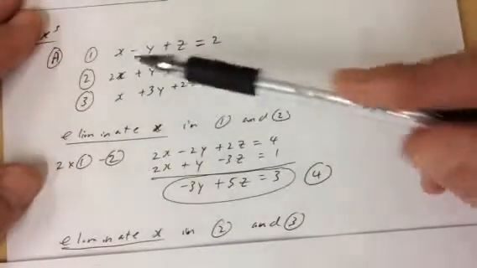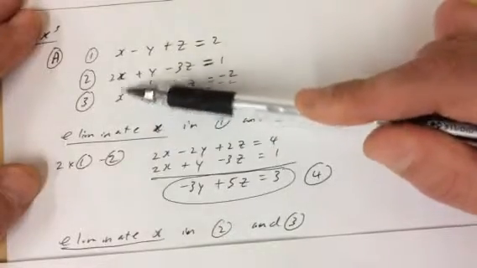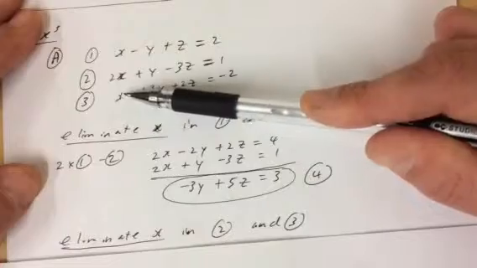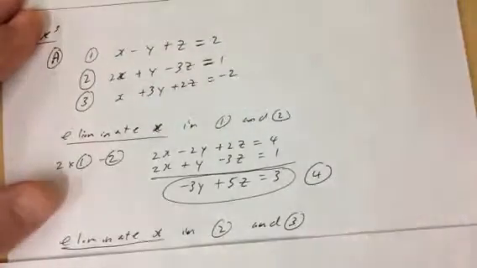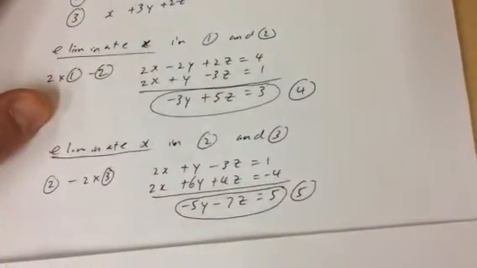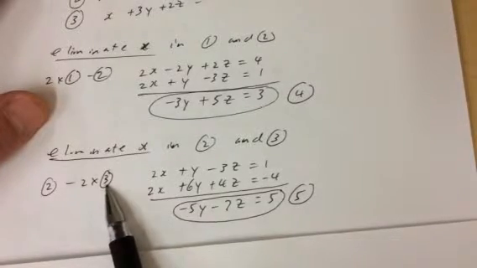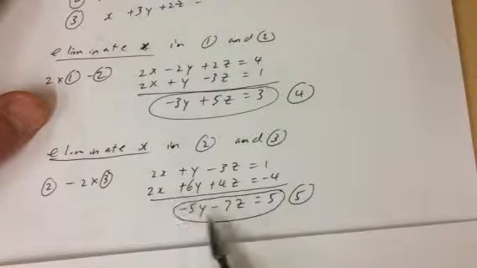Now I'm going to eliminate the x in 2 and 3. I could have used 1 and 3. In fact, it looks like it might have been easier, and you can try that and see if you get the same answer in the end. It would have been fine to use 1 and 3, but I chose 2 and 3. So in 2 and 3, I'm going to eliminate the x by multiplying equation 3 by 2 and subtracting.